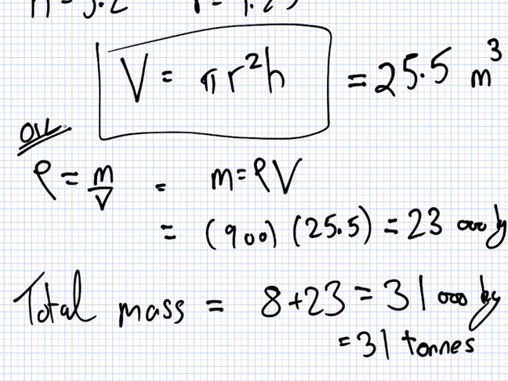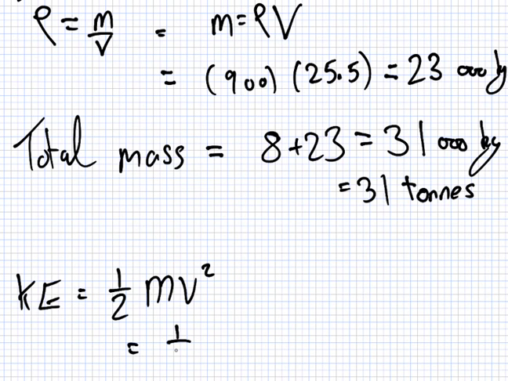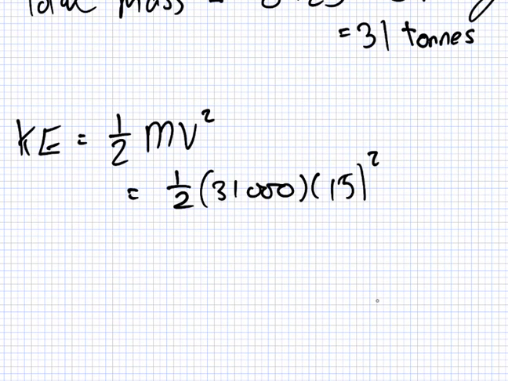Yeah, okay, so now the B part. The loaded lorry is travelling along a level horizontal road at a constant speed of 15 meters per second. Calculate the kinetic energy. Okay, so kinetic energy is a half mv squared. That's a half times 31,000, and the speed is 15 squared. So that's 225. So what's that?